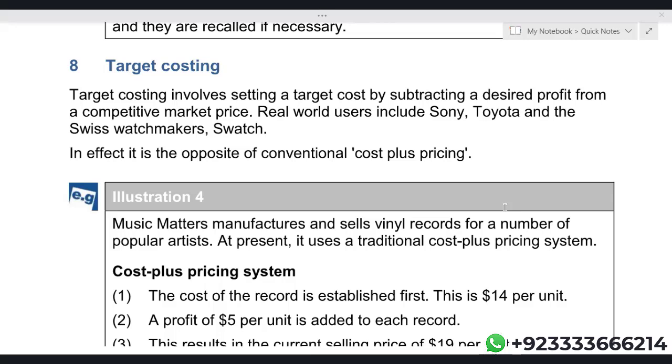Let's start another topic, in fact the second topic of performance management. We have just completed ABC, and now we are going towards another topic. Obviously, this topic is far shorter than ABC, but whether it is short or long, we have to study each and everything. The name of the topic is target costing.